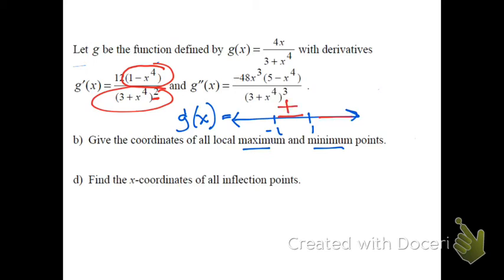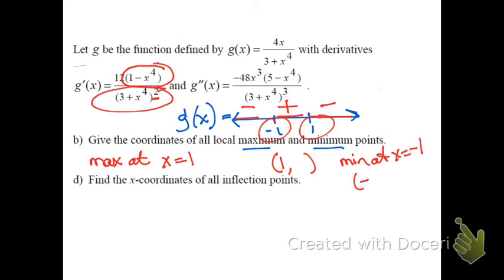Plugging in a number over here, plugging in a 2, I'd get 1 minus 2 to the 4th. That's going to be a negative. If I plug in a negative 2, I get the same thing. So my local max would be at 1. And if I look at the choices and I see that they want the coordinates, then I would also plug the 1 in. Okay? My minimum would be at negative 1. And again, if I find out that I need coordinates, I would plug that into the original function, this guy. Okay, so that's maximums and minimums.